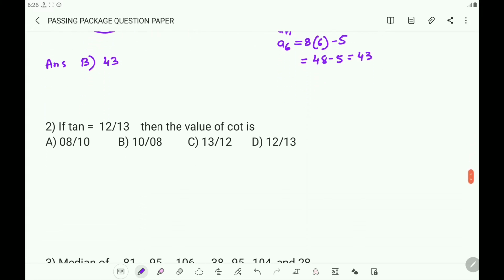Next you take the second question. If tan equals 12 by 13, then the value of cot is. You know that tan and cot are reciprocals of each other. Reciprocal of tan is cot, reciprocal of cot is tan. So what is the reciprocal of 12 by 13? Reciprocal of 12 by 13 is 13 by 12. So what is the answer? Option C is the answer. You write answer C, option C, that is 13 by 12.